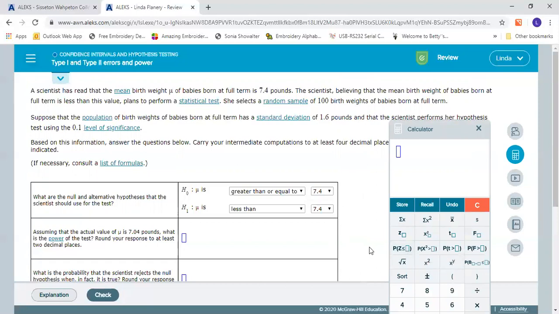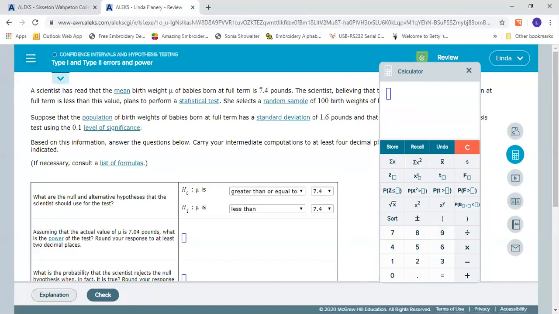And again, I am going to go ahead here and do my left-tailed test. Since I'm doing my left-tailed test, I have to use negative z. So negative z sub 0.1, parenthesis, the standard deviation of 1.6 divided by the square root of the number in the sample of 100. Close my parenthesis. I'm going to add the mean sub 0, which is the 7.4, and that's going to give me my c value. I'm going to take that value and subtract the value from the question, mu sub 1, which is the 7.04.